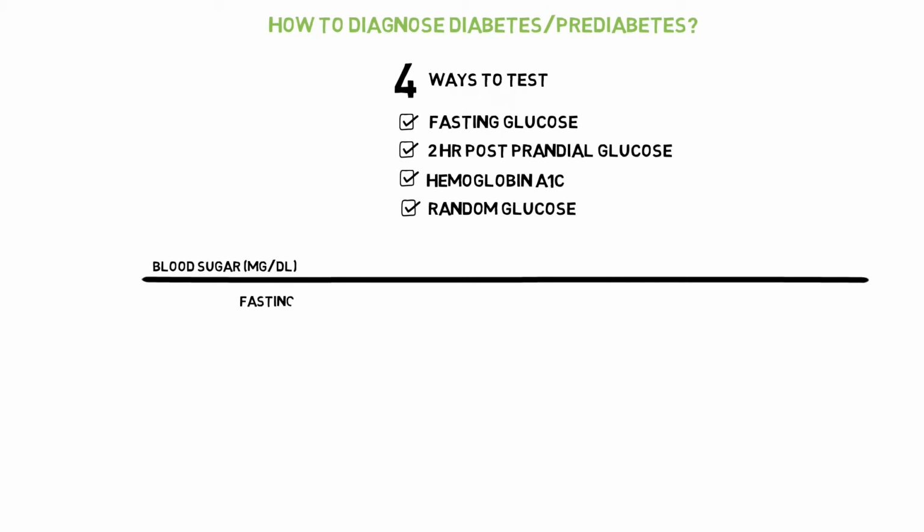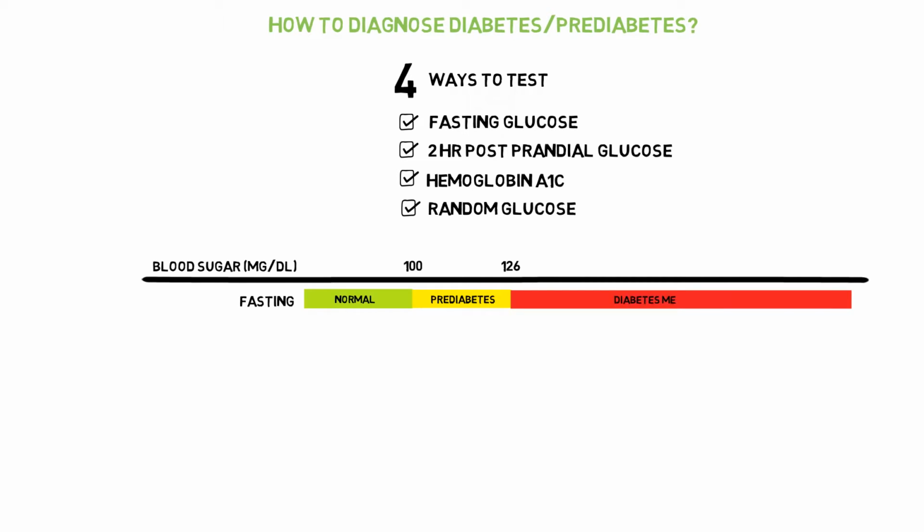If we're using the fasting glucose, we want to remember the numbers 100 and 126. A fasting blood sugar up to 100 is considered normal. 100 to 125 is considered prediabetes. 126 and above is suggestive of diabetes.